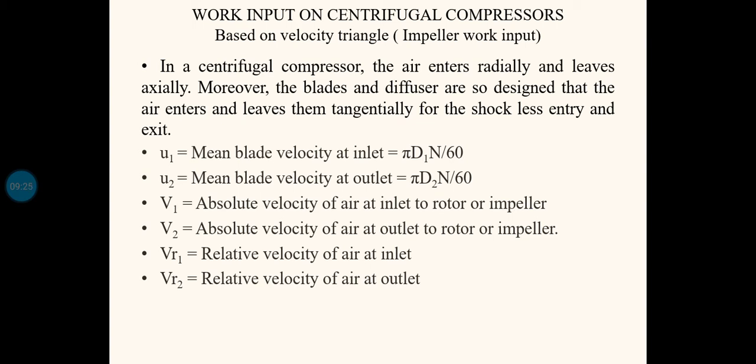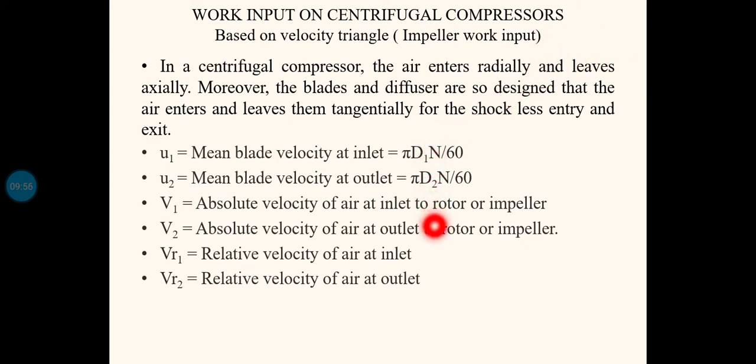This equation initially I will derive with the help of the velocity triangle. That's why it is called based on velocity triangle. And this work input calculated, or the final expression that we are going to get, is usually called impeller work input, or simply Euler's work. This work input to the centrifugal compressors based on the velocity triangle is called impeller work input, or Euler work input.